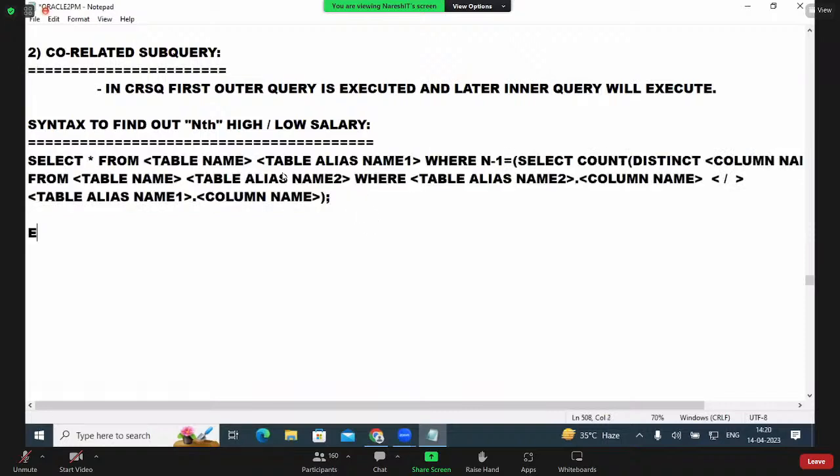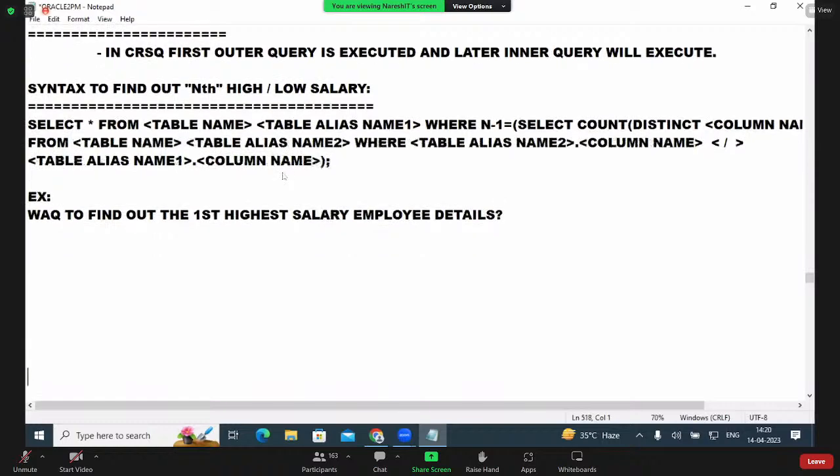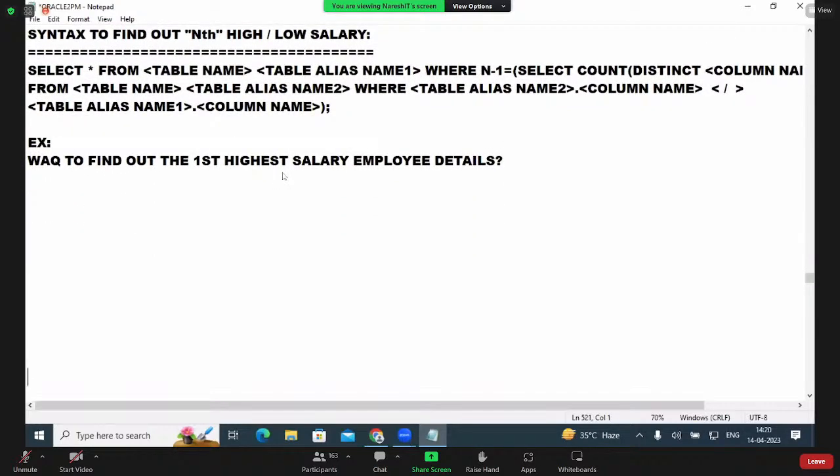Take the first example. Write a query to find out the first highest salary employee details. The first highest salary employee details.